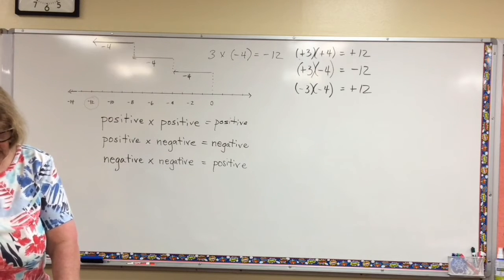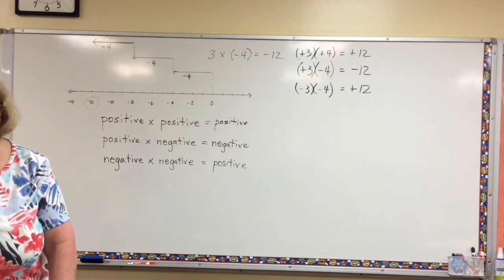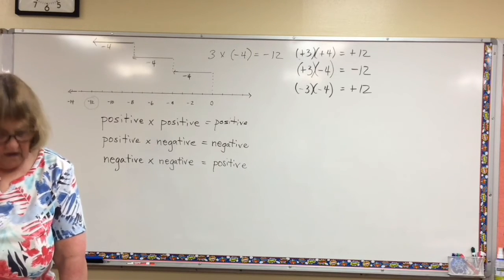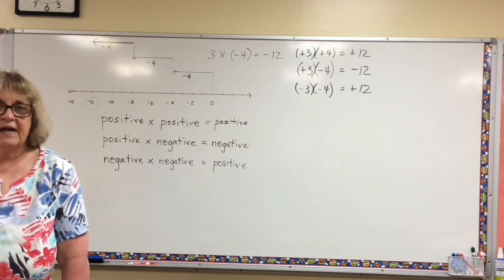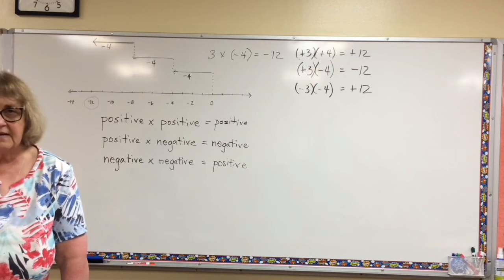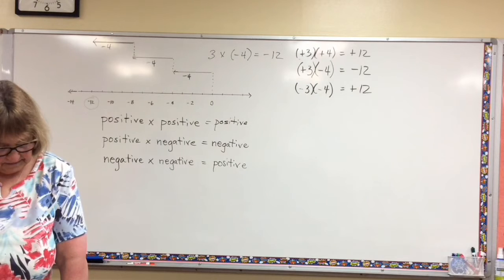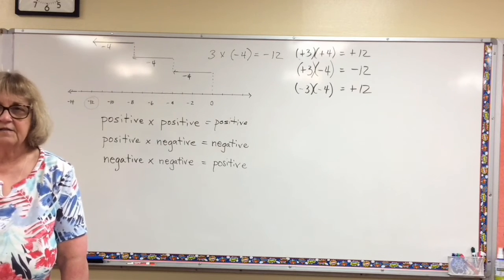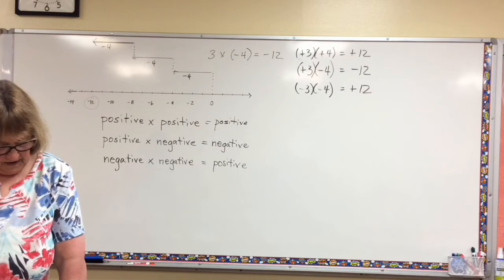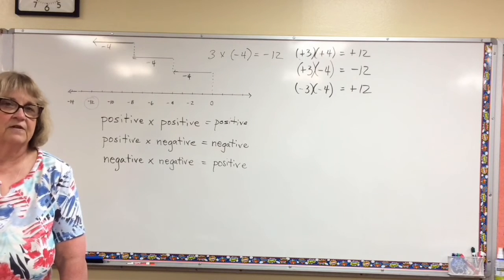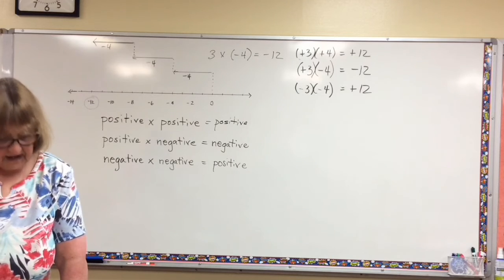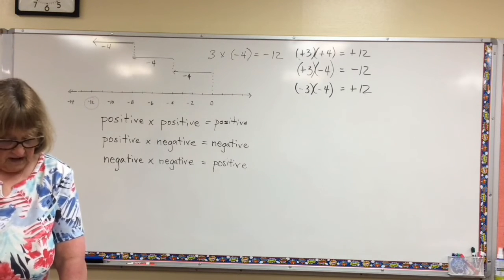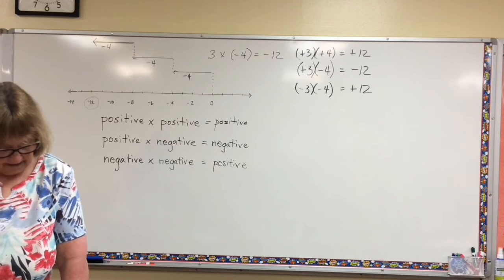It says, studying these 9 facts, we can summarize the results in 2 rules. Number 1, if the 2 numbers in a multiplication problem are either both positive or both negative, if they have the same sign, the answer is positive. Number 2, if the 2 numbers in a multiplication or division problem have different signs, meaning one positive and one negative, the answer is always negative.